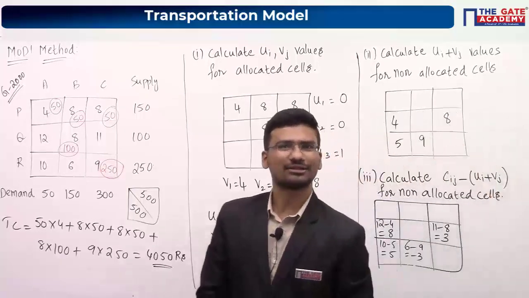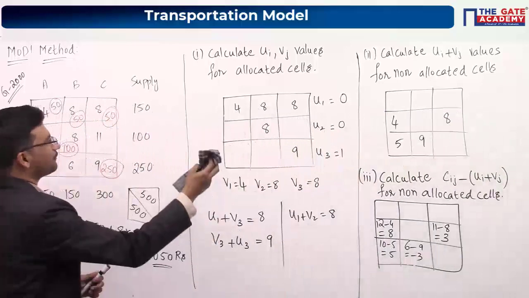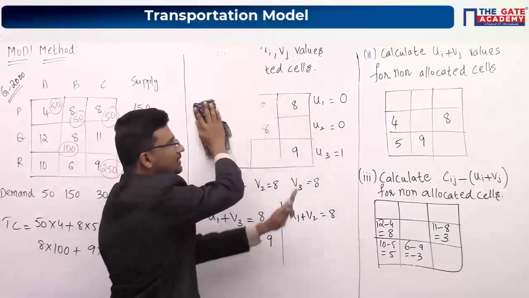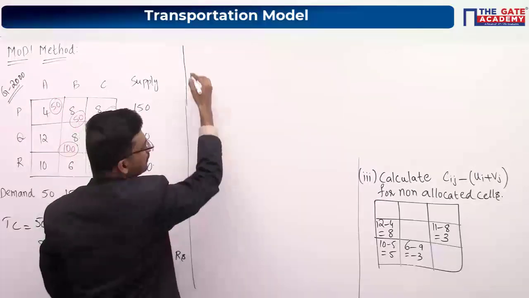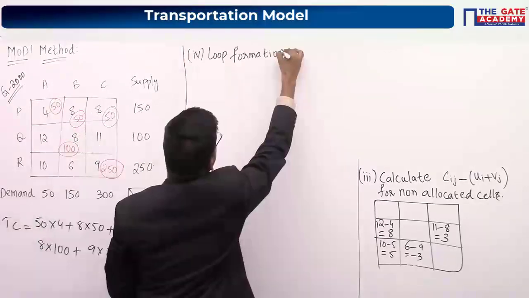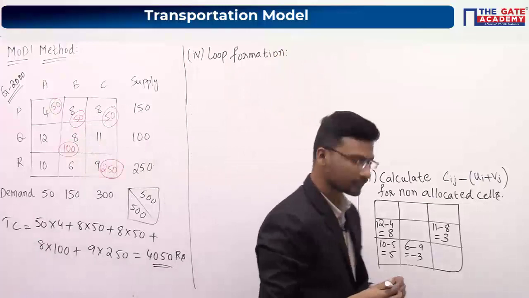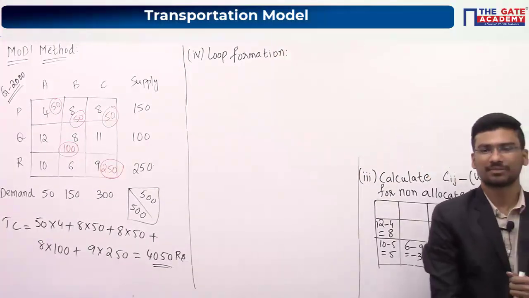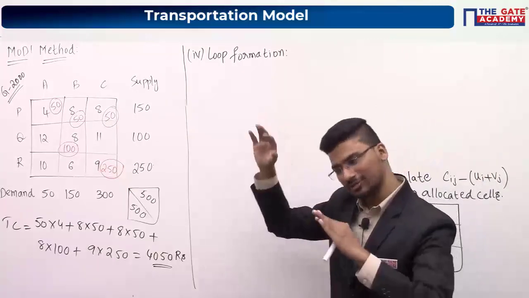Fine. So let's start with the next step, number 4. I hope you have copied these things. I am just erasing step 1 and step 2. Keep writing: step number 4, loop formation. Now you just take some points, after that we'll start.